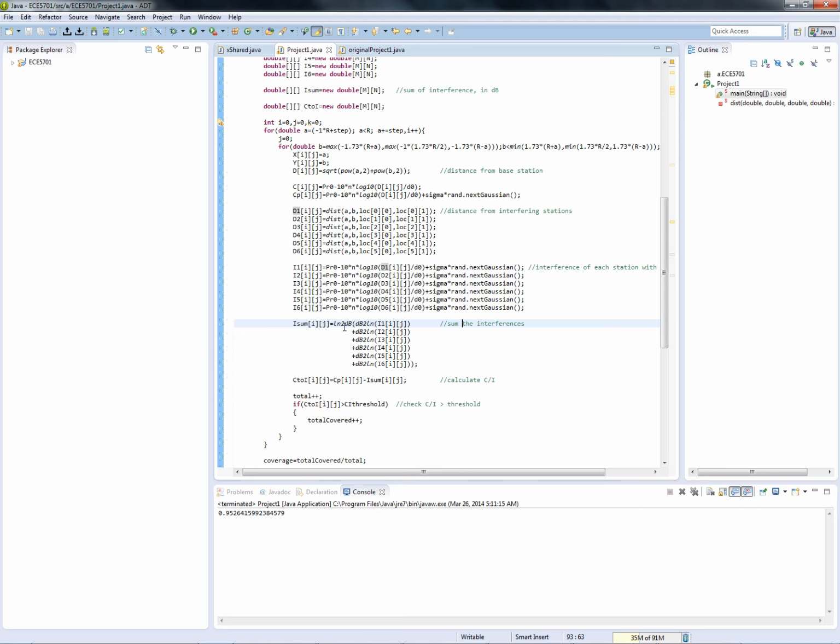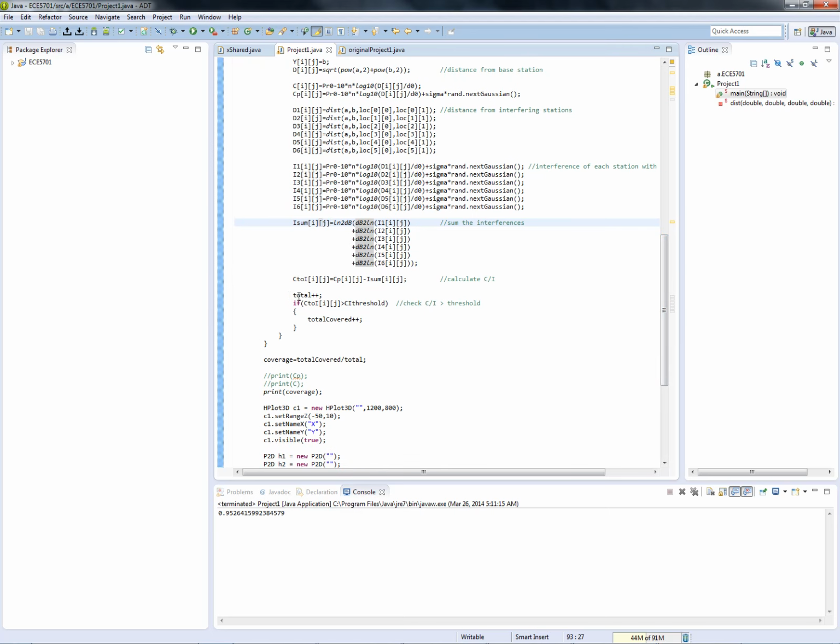After I calculate the interferences, I convert them each to linear and sum them up, and convert it back to decibels. Then I calculate the C to I ratio, which is simply the C power minus the sum of the interferences. I calculate the total number of receiver locations, and then I calculate the total number of receiver locations which had a C to I ratio that exceeded the threshold specified in the project requirements.